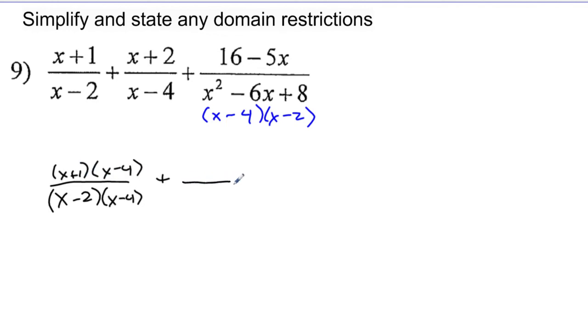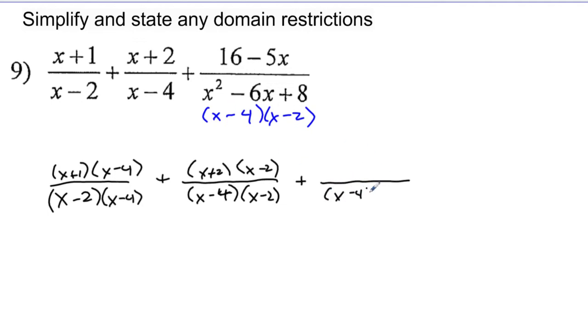And so I'm going to do the same thing with the second one. It already has the x minus 4 and the x plus 2 in the top. It needs to have that x minus 2 so that it matches the other 2 fractions, which means I need an x minus 2 up here. And fortunately for us, the third denominator was x minus 4 and x minus 2, so I don't need to change that one at all. So I'm going to leave this one as 16 minus 5x. Now I can say I have a common denominator.